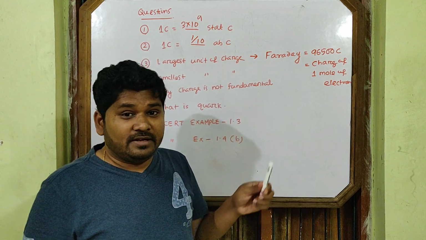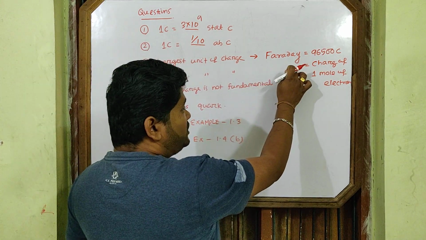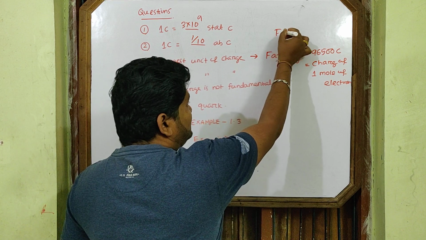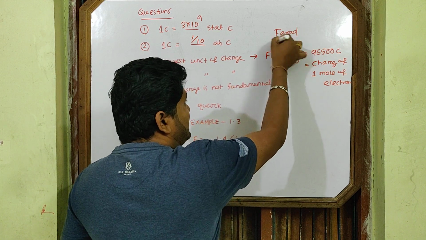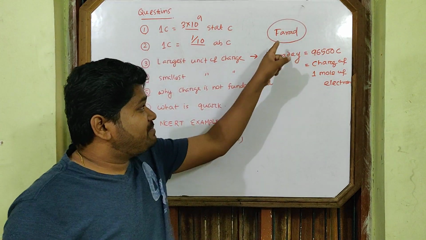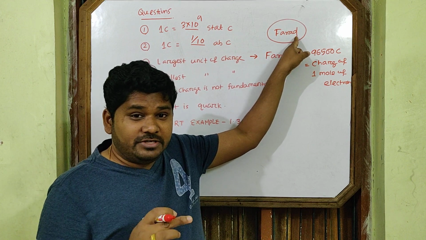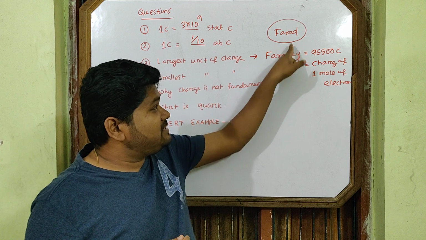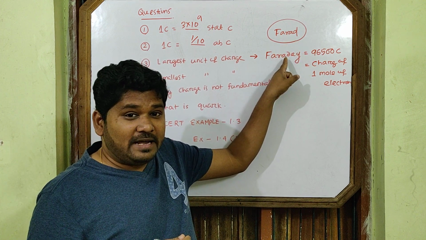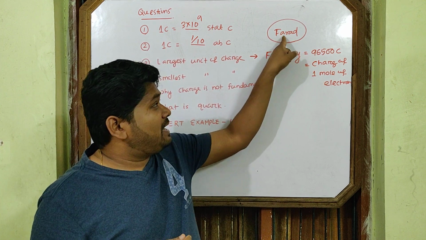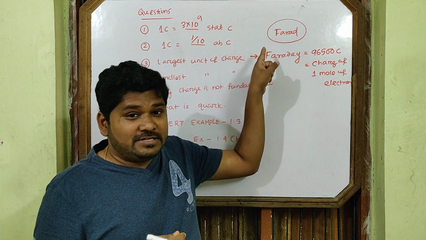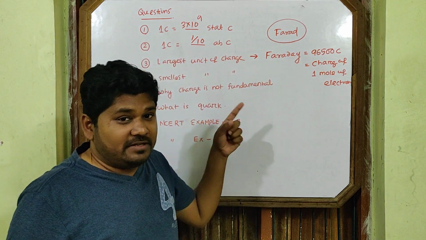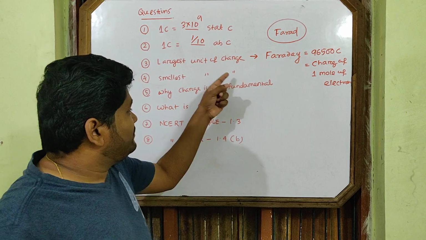But remember one thing, it's a Faraday, not Farad. It is Faraday, because Farad is the unit of some other quantity which we'll discuss later. We will see the difference between Farad and Faraday. Faraday is the unit of charge, but Farad is the unit of capacitance, which will be discussed later at the end of the second chapter.